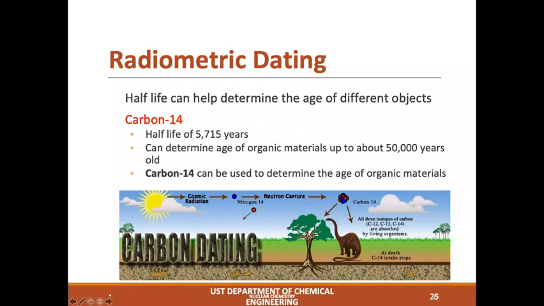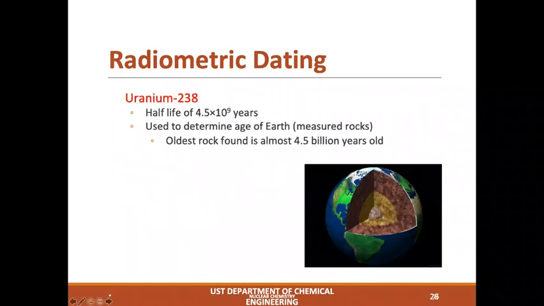Radiometric dating involving carbon-14 relies on the fact that carbon-14 naturally generated in the atmosphere is absorbed by plants and distributed across the food web. This means that all living organisms have traces of carbon-14. The proportions of carbon-14 relative to other isotopes in samples can then be used to determine the age of organic materials. The approximate age of the Earth was determined using the same method, but using a different substance, specifically uranium-238, which has a half-life of 4.5 billion years.